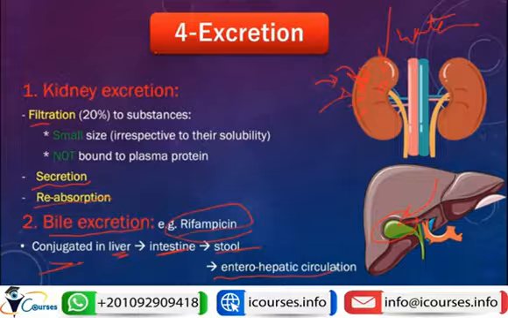So the conjugated drugs are concentrated here in the bile, and then delivered to the intestine, where they will be hydrolyzed and pass through the stool. But some parts of the drug will return back through the enterohepatic circulation, where they will recirculate and be re-excreted again.